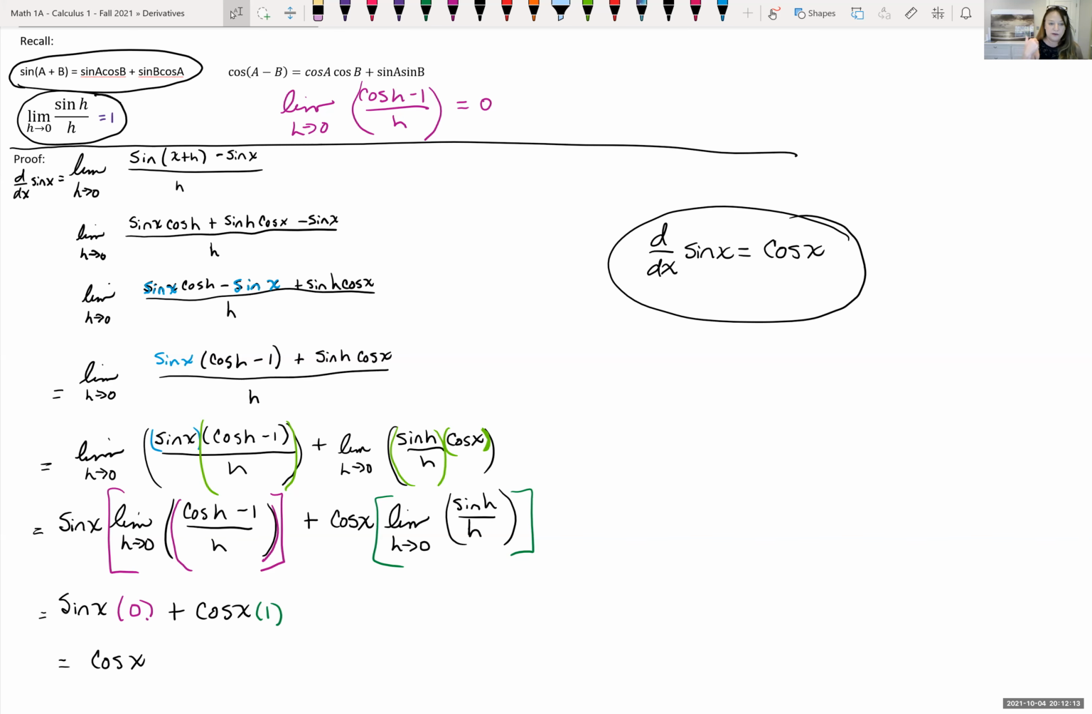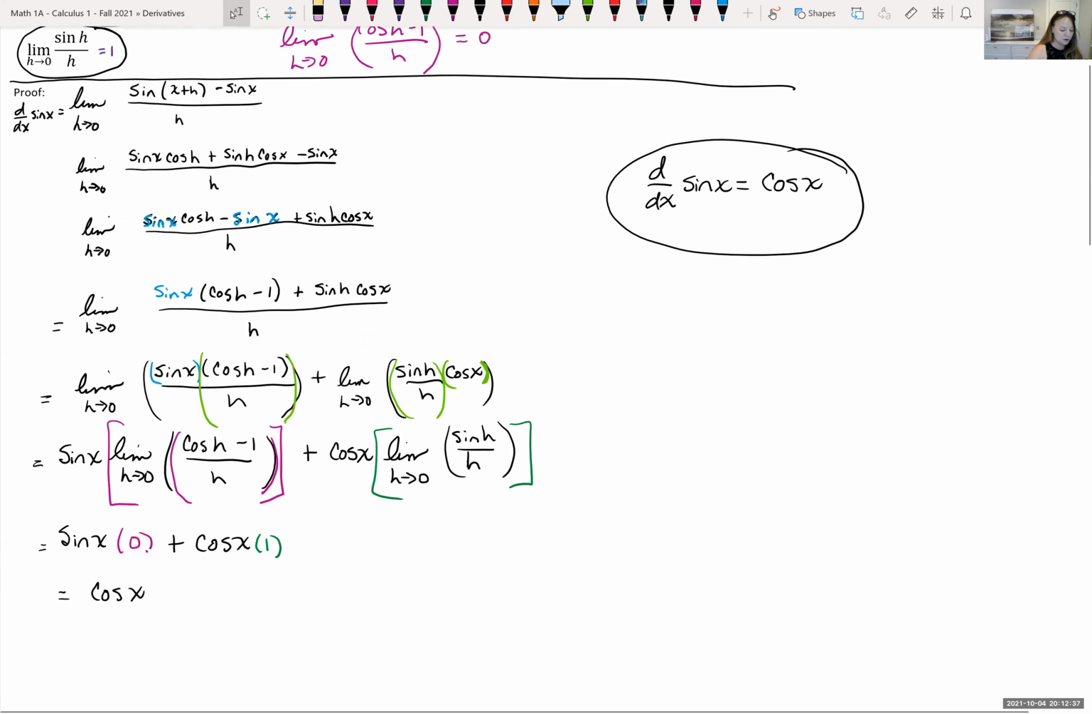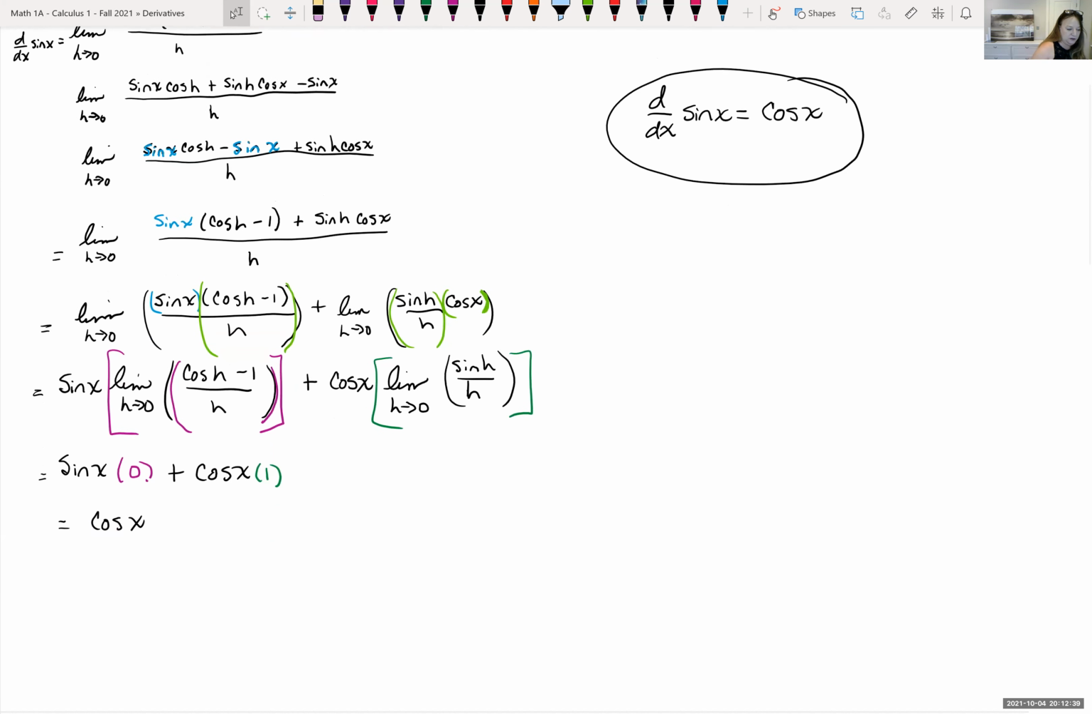Once we know the derivative of sine x and cosine x, when we find the derivative of the other trigonometric functions, we're just going to rewrite them in terms of sine x and cosine of x, and then take the derivative using the quotient rule.